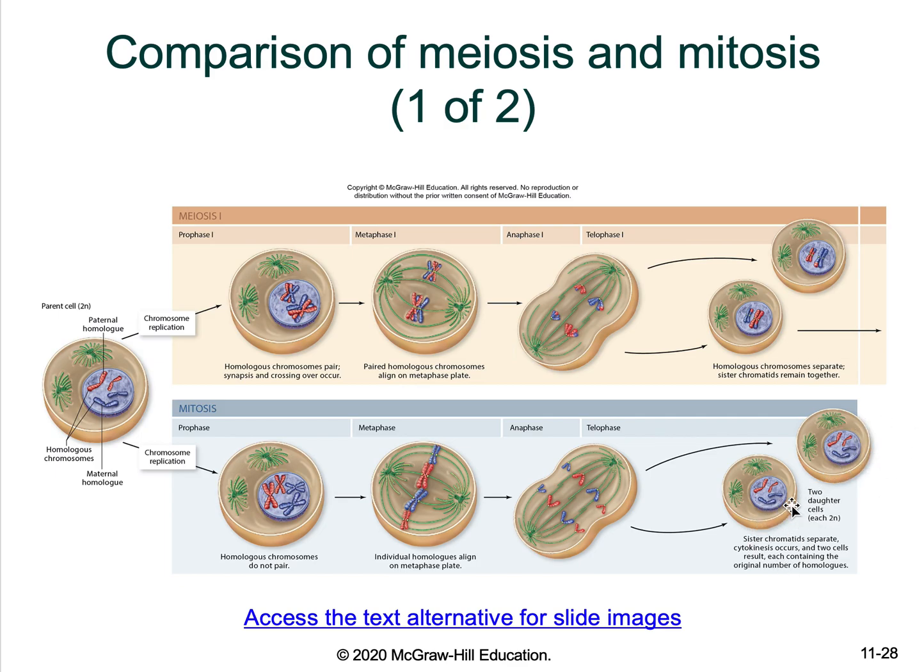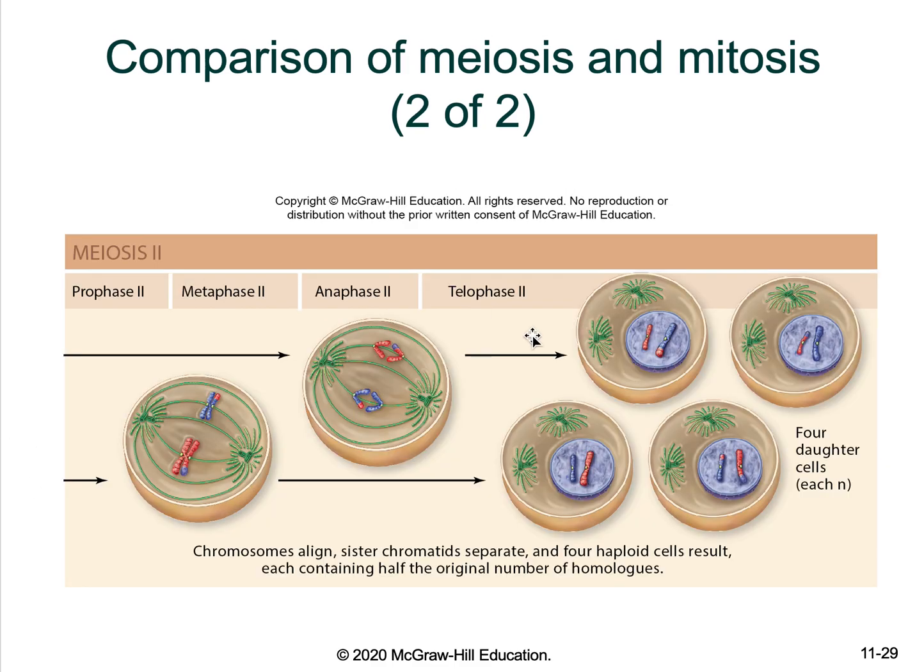I have 2 identical daughter cells. These are 2N, which is diploid, and they are identical again. And over here I have 4 haploid daughter cells. So very different. In some ways, they are similar, but they also have their differences.